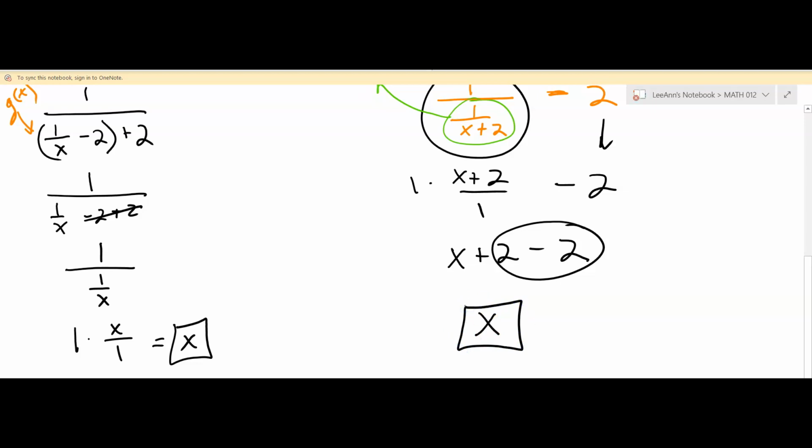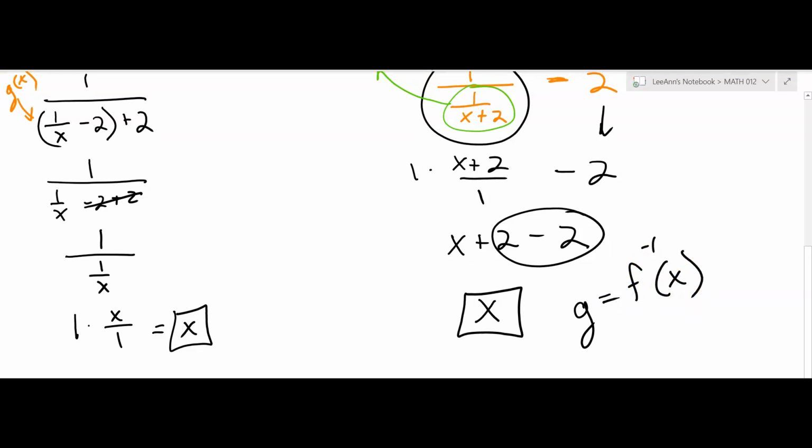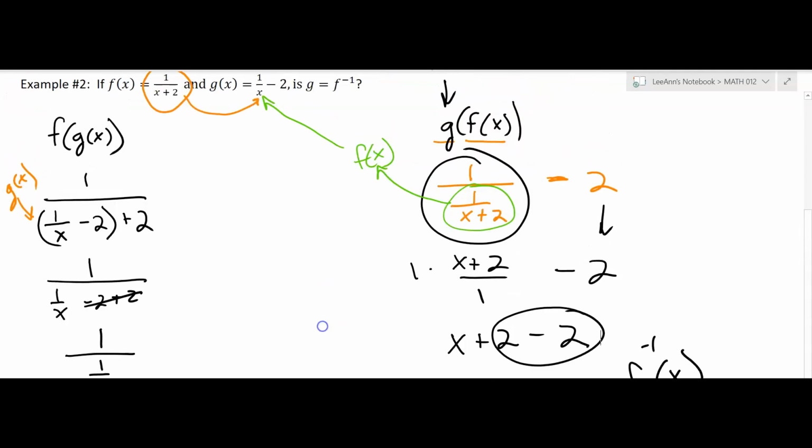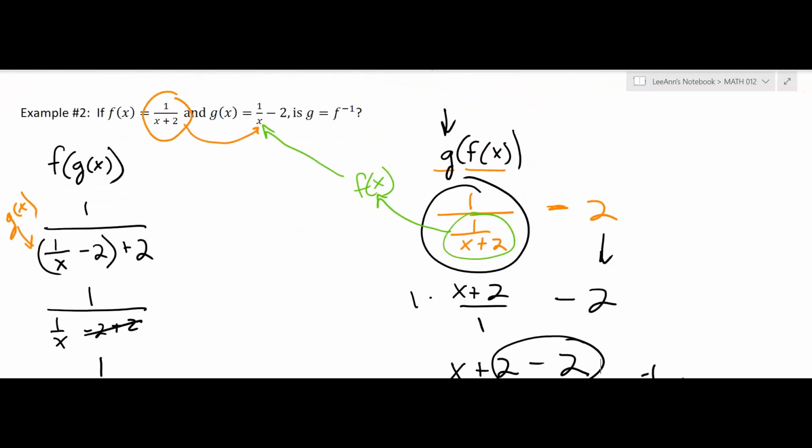So it turns out these are inverses. So g does equal f inverse of x. They're inverses. So what was the question they asked? Is g? So the answer is yes. Okay? It worked. We did the composition both ways. They both came out to be x. They both simplified to be x. Therefore, they're inverses.